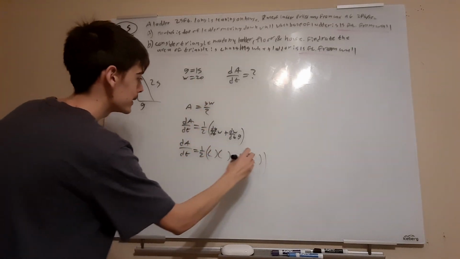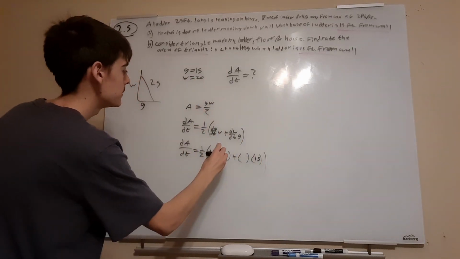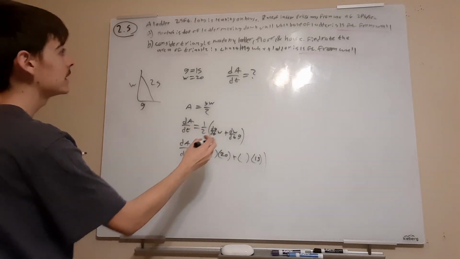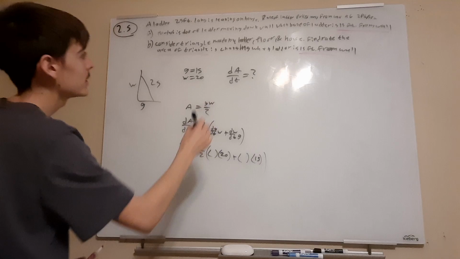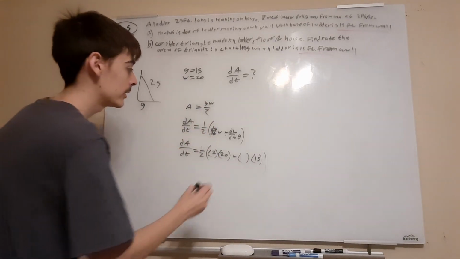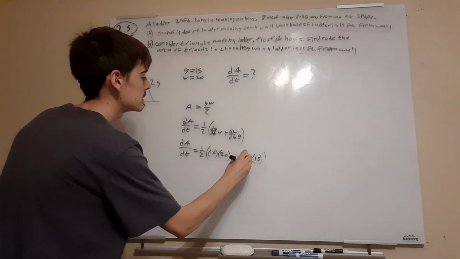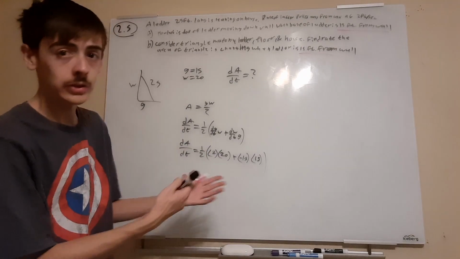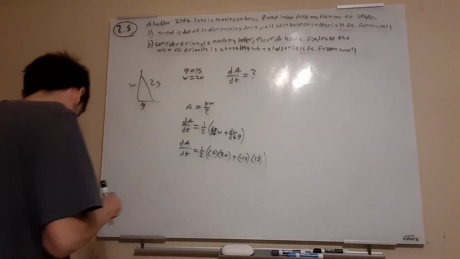G is 15, so let's plug that in first. Sorry, W is 20. And dG/dt and dW/dt. We were told at the start of the problem dG/dt is 2, and we just found dW/dt in our last answer for part A, and that was negative 1.5. So now we just gotta plug all of this into our calculator again.